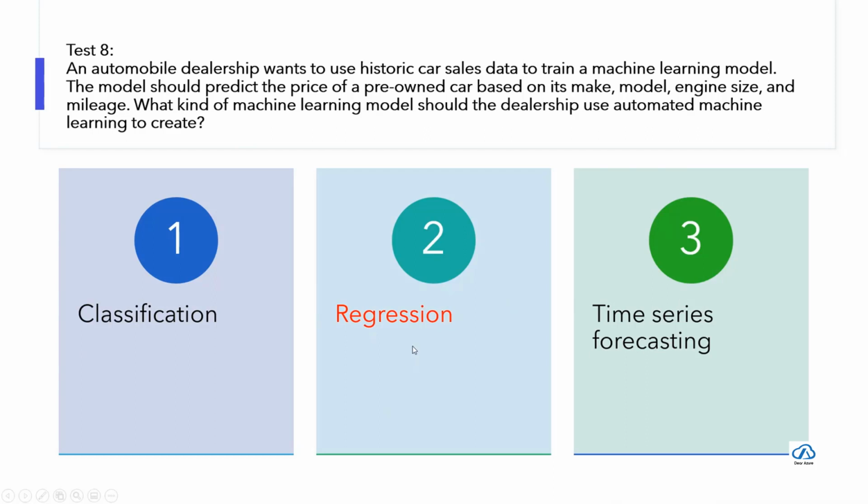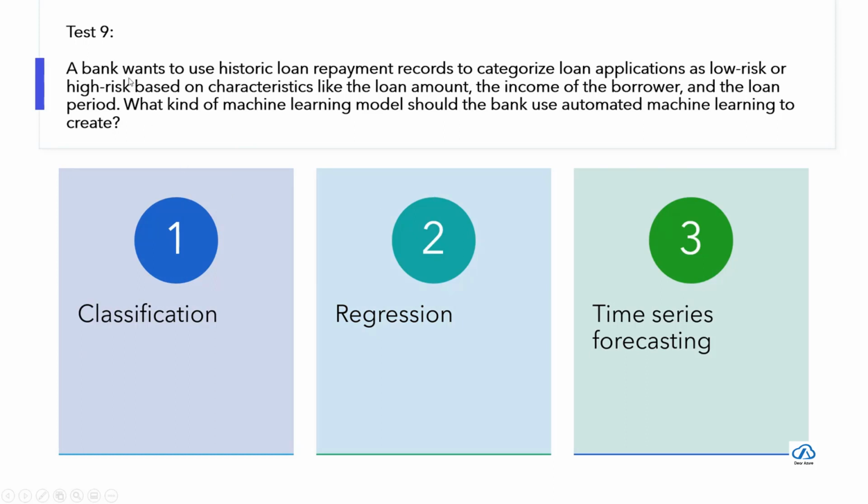So you will get this kind of questions as well. Sometimes it's big, it's hard to read, and it could be a bit tricky. Then a bank wants to use historical loan repayment records to categorize loan applicants as low risk or high risk based on characteristics like the loan amount, the income of the borrower, and the loan period. What kind of machine learning model should the bank use to create in automated machine learning? Is it classification, regression, time series? Classification, true, because you want to see if it's low risk or high risk. That's a two-class classifier.